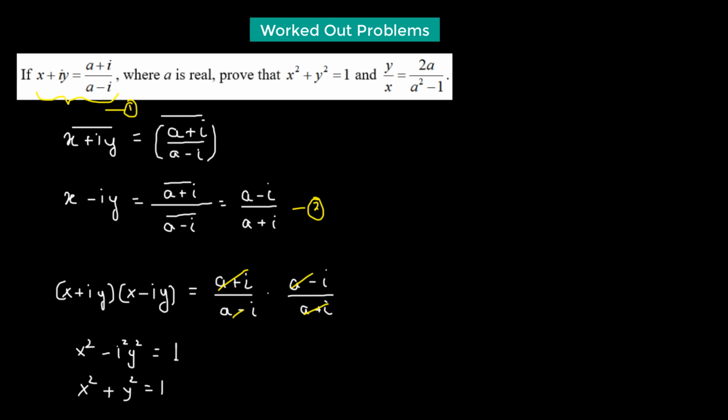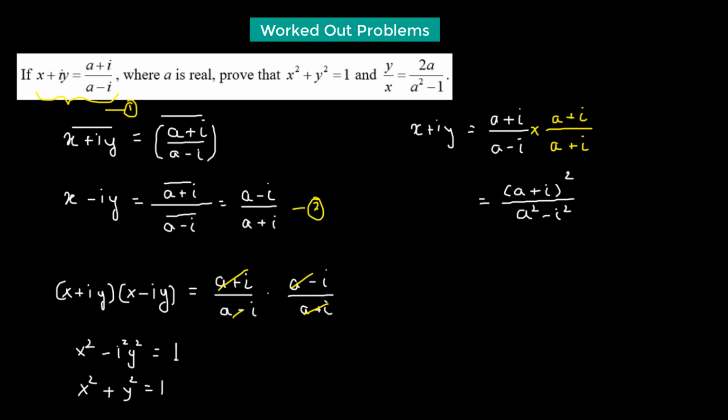Now let us go to the second part. We start with the equation again, that x plus iy is equal to a plus i over a minus i. Now what we're going to do is multiply the complex number on the right hand side by the complex conjugate of the denominator, which will be a plus i. So we do it to both the numerator and the denominator, and that should give us (a plus i) whole squared divided by a squared minus i squared.